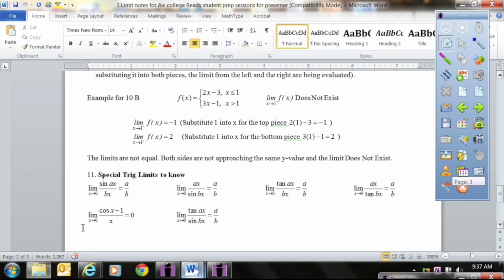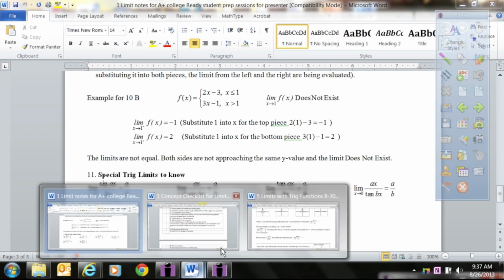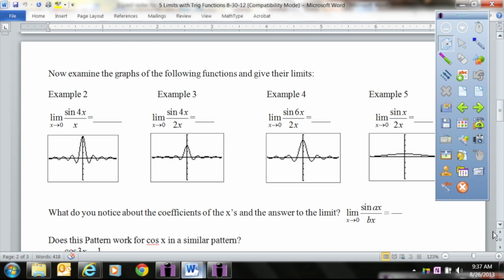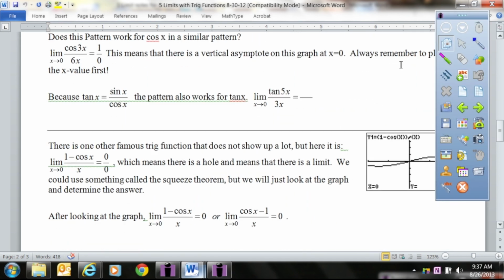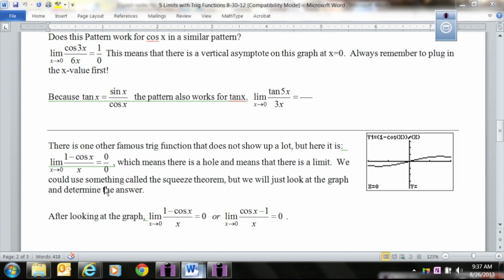Here's that other little weird one. I think that's in that worksheet somewhere, but I don't think I actually proved it. I think we just talked about it. It did give them a picture of it, and it said, hey, look, there's 0 over 0. That means there's a hole. Let's look at the picture, and it is actually both sides going to 0.